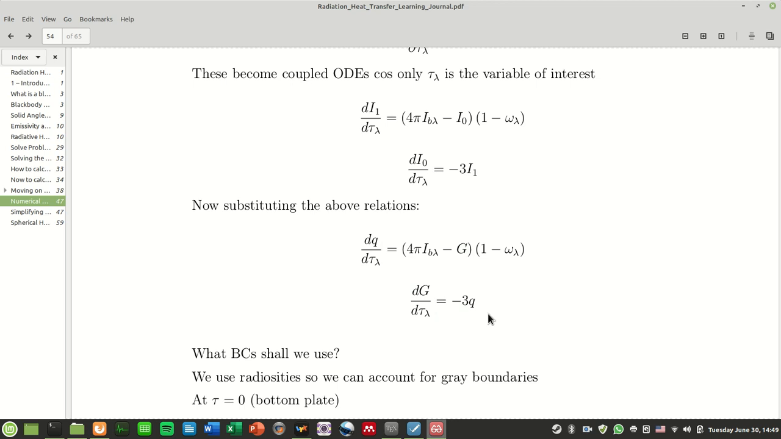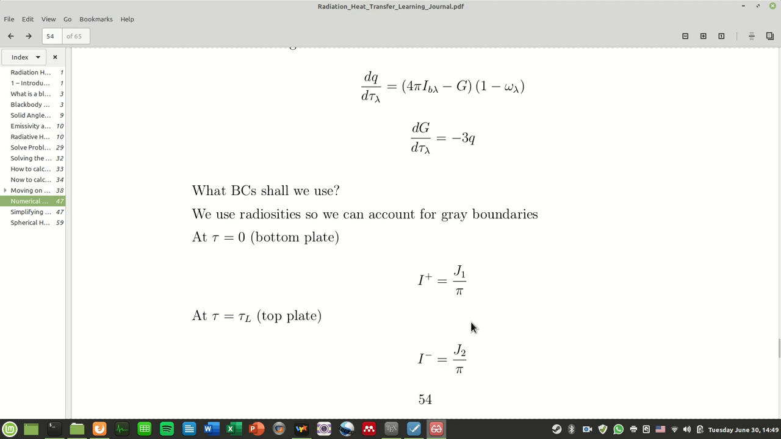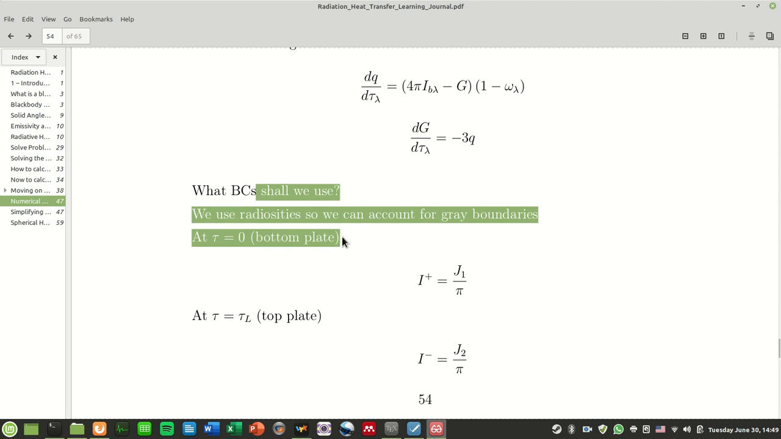let's say a 1D case. No, even for the 1D case we went through a lot of work, but at least we got rid of the angular dependence by switching around our radiation equation and simplifying it into these two equations here. And this very much looks like diffusion. Okay, so what boundary conditions shall we use?